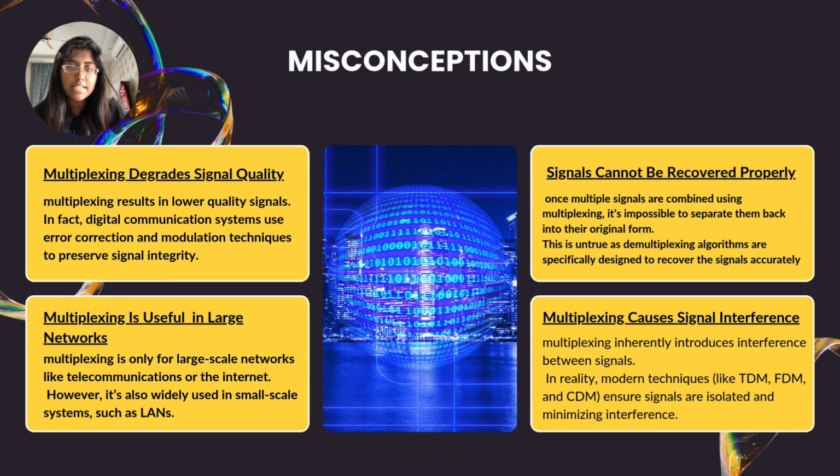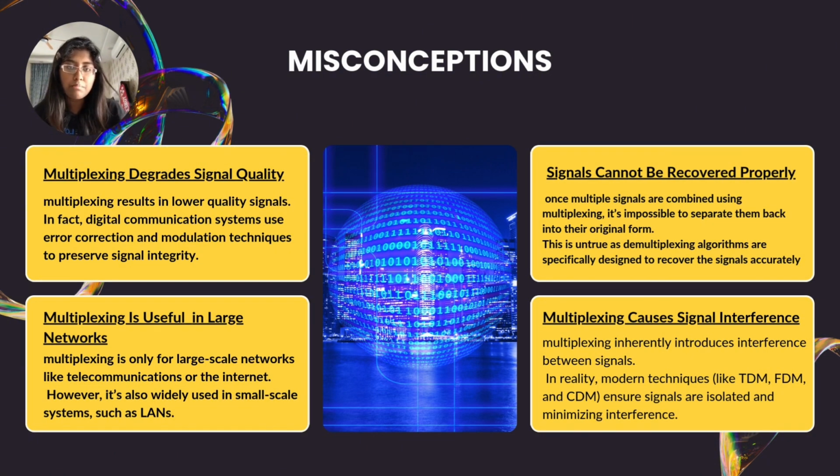Second, that multiplexing causes signal interference. People assume that multiplexing inherently increases interference between signals. This is not true, since we have many modern techniques such as TDM, FDM, and CDM that are able to ensure the signals are isolated and the interference is minimized.